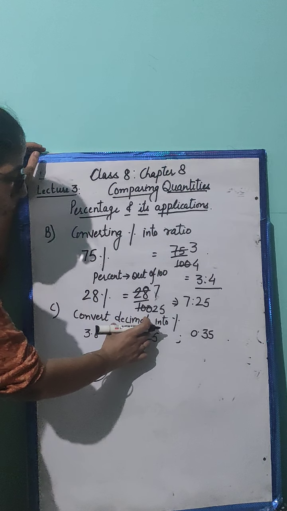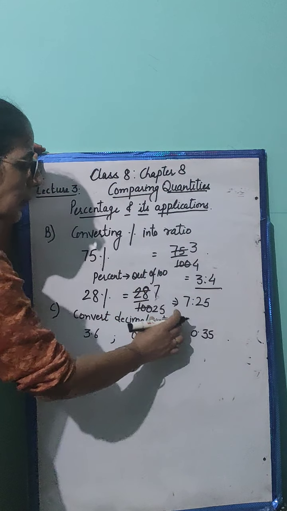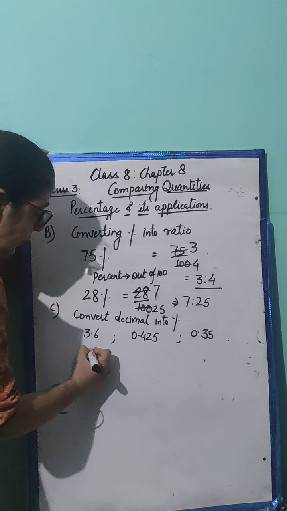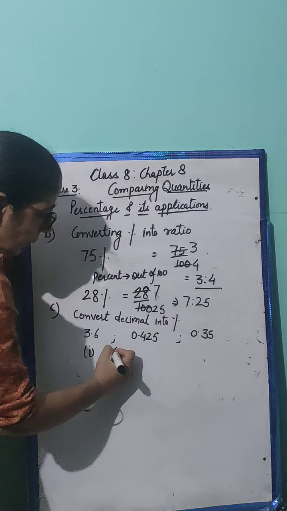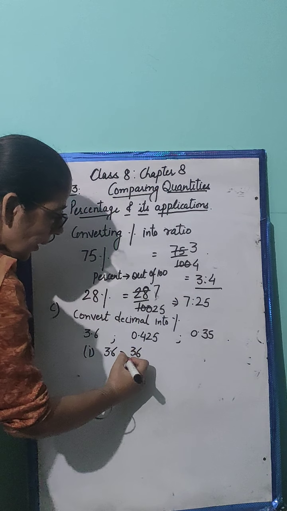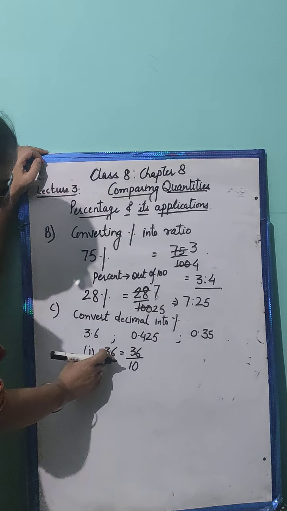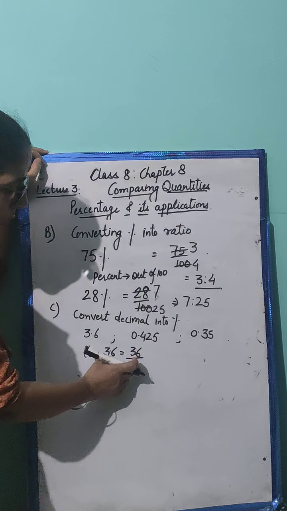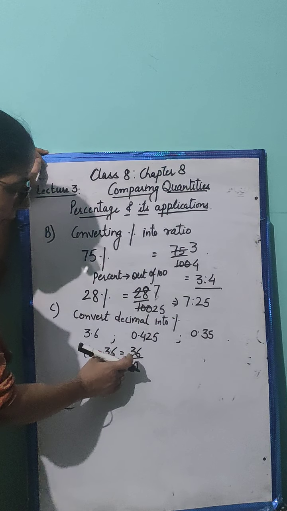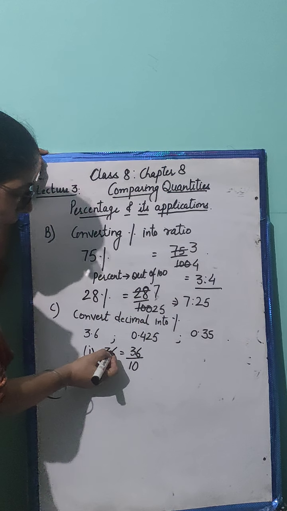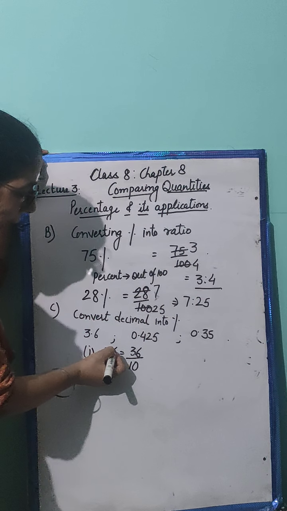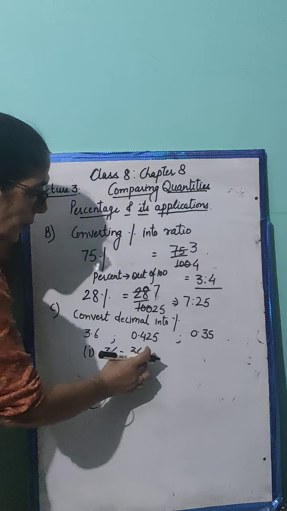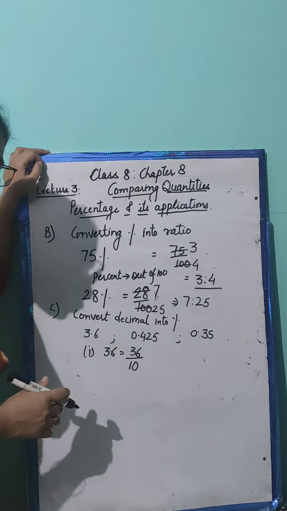If I want to convert 3.6 from decimal into percent, percent means I have to change it into out of 100. 3.6 means 36 out of 10, because there is a point and after the point there is only one digit. If there is one digit, it will be changed to 36/10. Instead of the decimal I put 1, and as many digits as there are, the same number of zeros we apply. 36 out of 10, and I have to change it into percent.